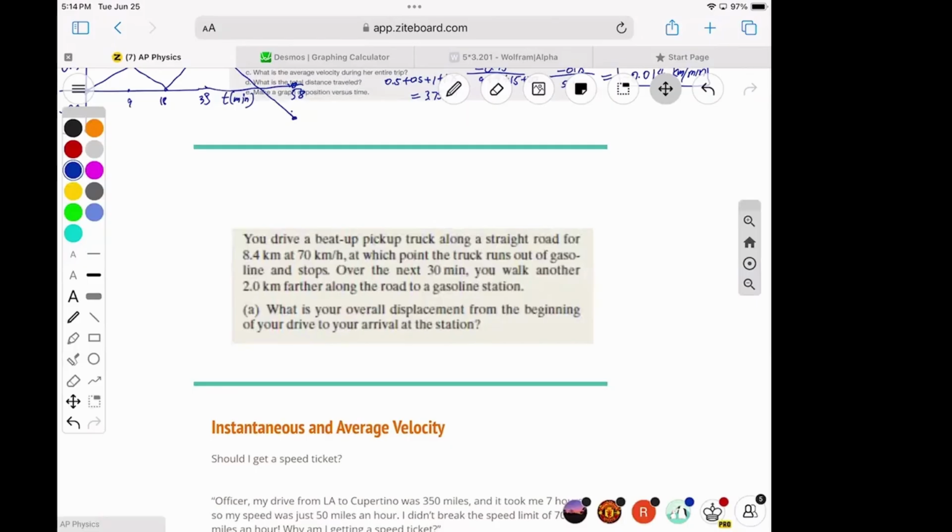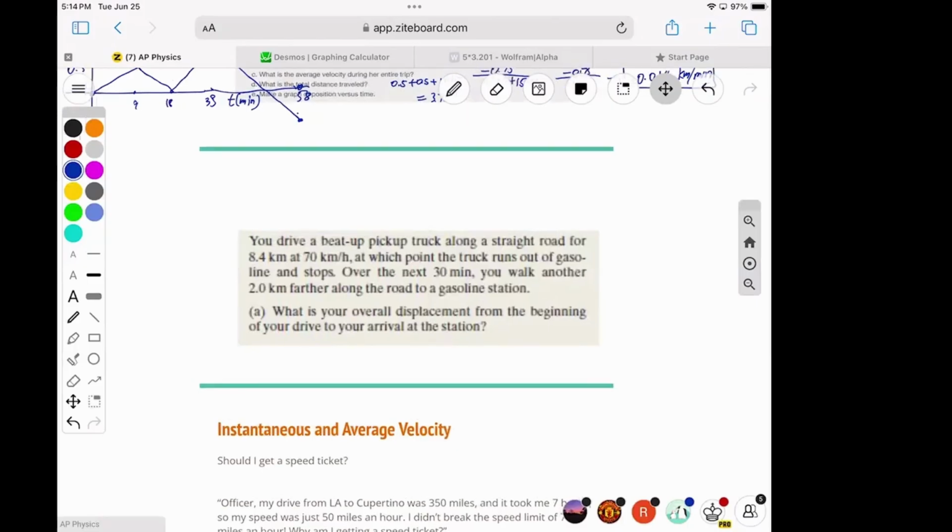Yep, that is correct. 10.4, right? The total displacement is 10.4. I was driving for 8.4 kilometers. After I ran out of gas, I walked another 2 kilometers. So altogether, it's just 8.4 plus 2, 10.4.